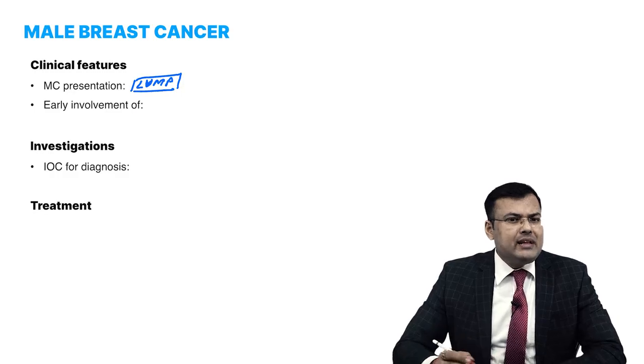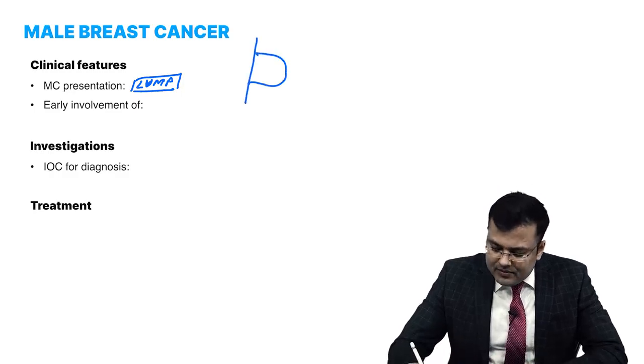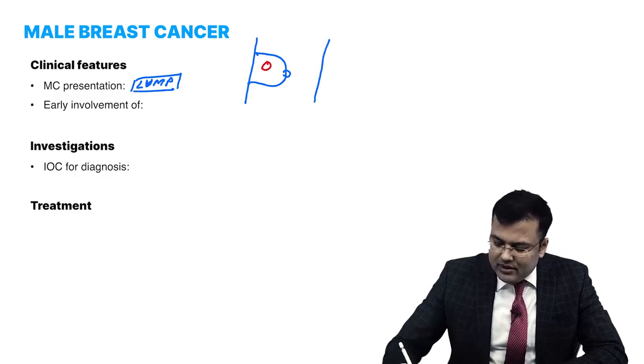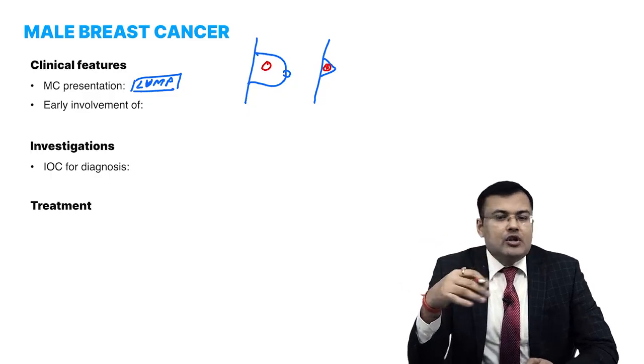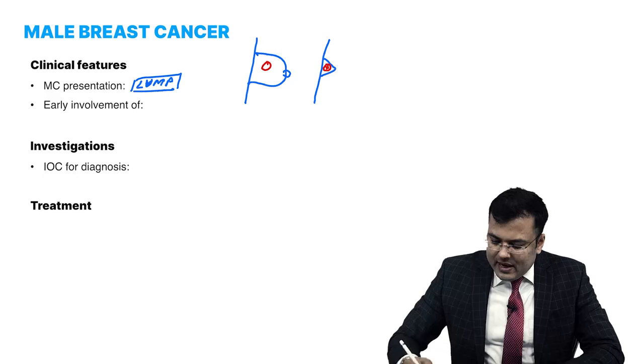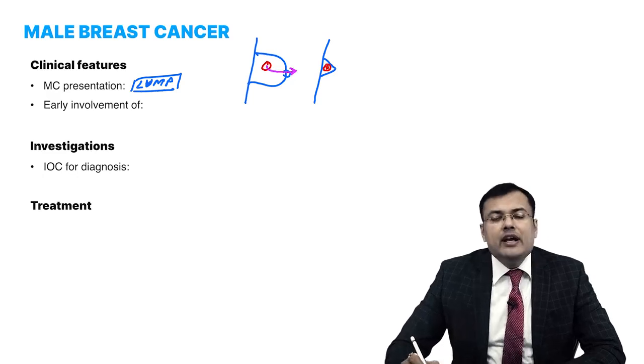What is the difference between male and female breast? This is a female patient. Suppose this female patient is having a lump. This is a male patient. This is the breast of a male patient, and there is a lump. What is the problem? Females are having too much breast tissue, so it will take time for this tumor to involve the nipple.